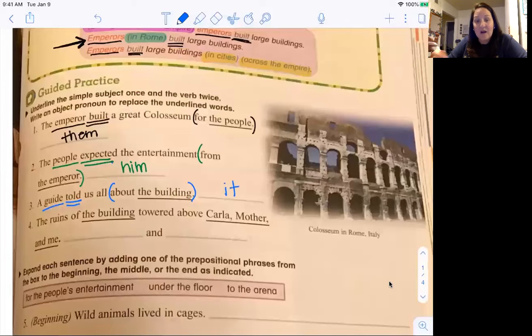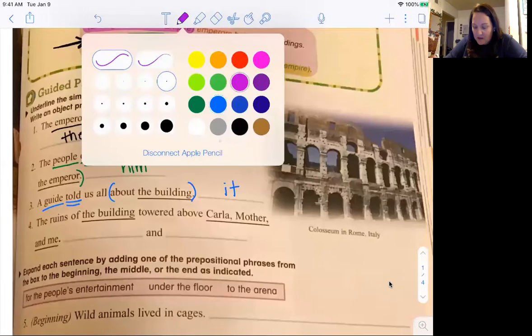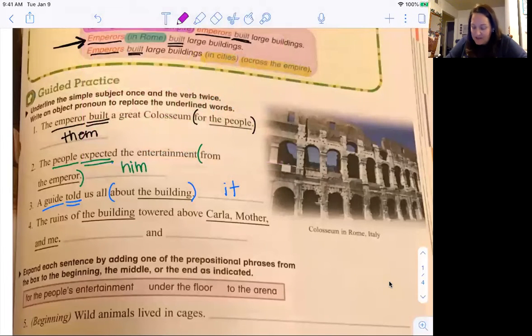Okay, and then number 4 has 2. Let's look at number 4. We're not going to get tricked by it. The ruins of the building towered above Carla, Mother, and me. Okay, what's my verb? If you said towered, you are right. Who or what towered? Building didn't tower. Be careful. Ruins towered, because I'm going to show you right now. Right here is a prepositional phrase, of the building. And we also have above Carla, Mother, and me.